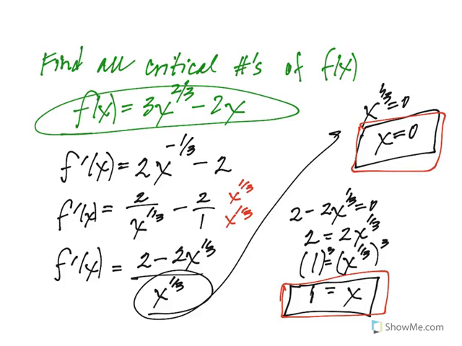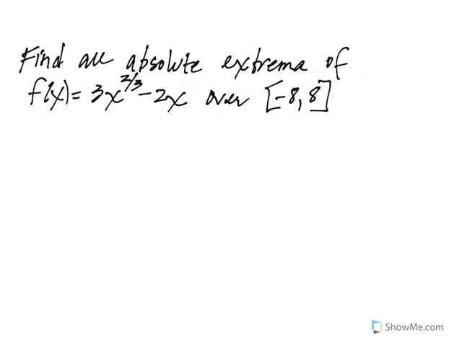All right, now in this problem I asked you to find the critical numbers of f of x. What if I use the same function here and I asked you to find the absolute extrema, which is what we're going for in this chapter. Let me copy this problem and rephrase the question just slightly. So now we're looking for absolute extrema of f of x is equal to 3x to the 2/3 minus 2x.